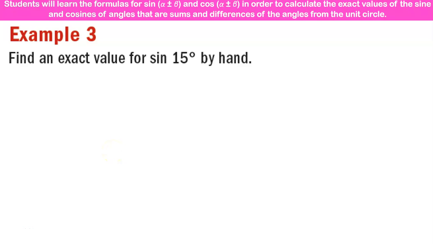Okay, so the next thing they're asking us to do is to find an exact value for the sine of 15 degrees. So to find the sine of 15 degrees, we're going to subtract. Now, the first things I think of are 45 and 30. I like to use smaller angles, but if you want to use larger angles, you can use different angles. So I'm going to do the sine of 45 minus 30.